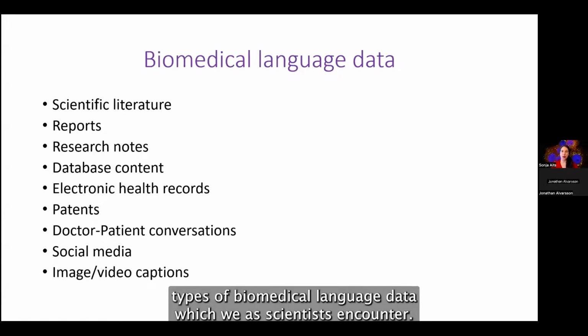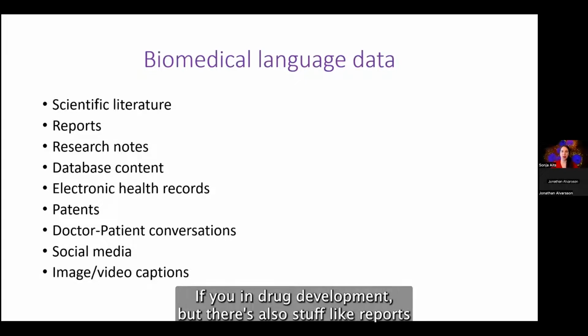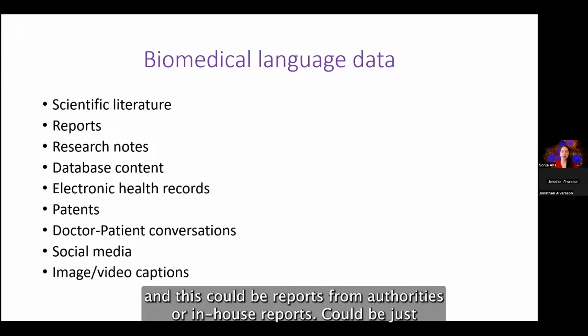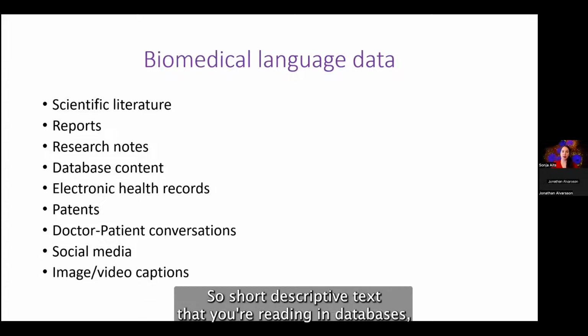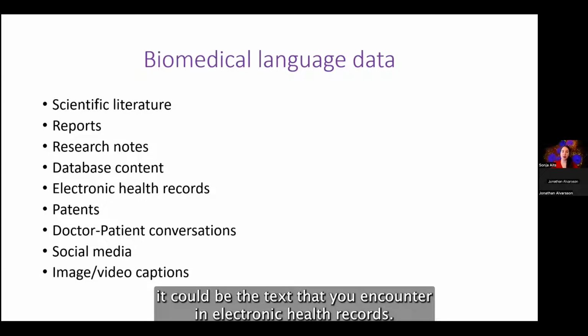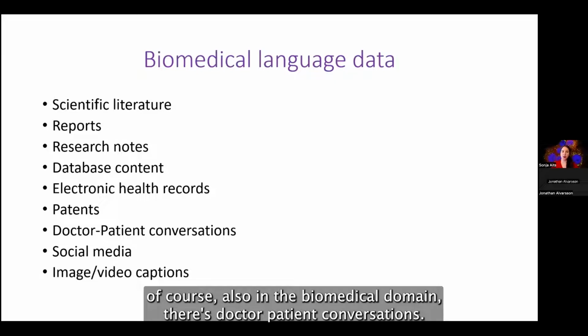So there are many different types of biomedical language data which we as scientists encounter. The main one is maybe scientific literature if you're in drug development. But there's also reports, and this could be reports from authorities or in-house reports, or just lab reports, such as research notes. Could be database content, so short descriptive text that you're reading in databases. It could be the text that you encounter in electronic health records, so something that doctors have written about the patients. There are patents, of course, also in the biomedical domain.